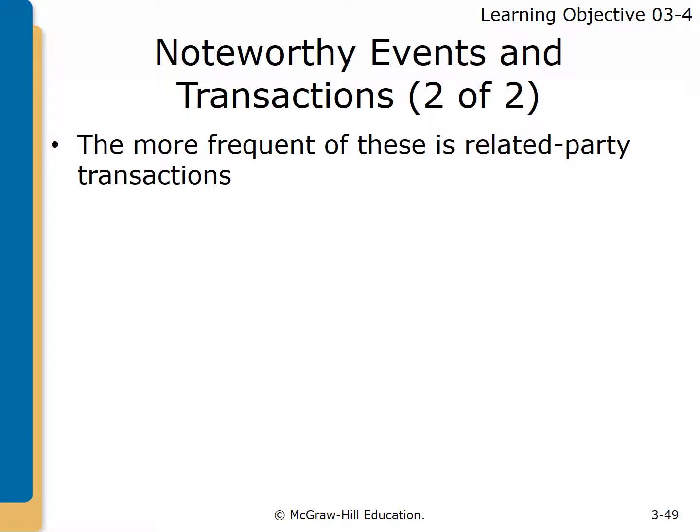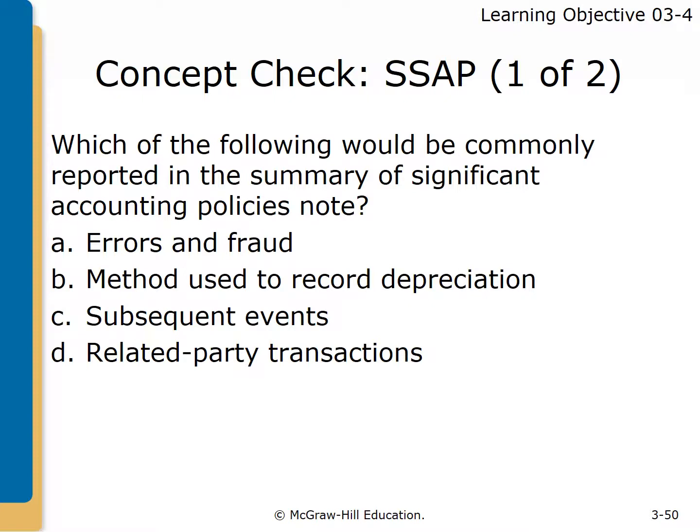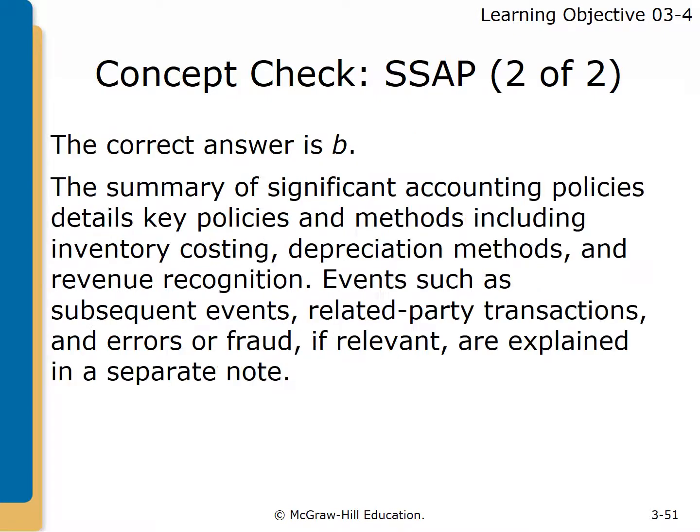So which of the following would be commonly reported in the summary of significant accounting policies? Actually, B, the methods used to record depreciation. The other three would all have their own note that's separate. Okay, and that's what this basically is saying.